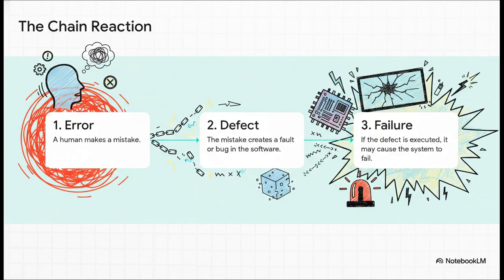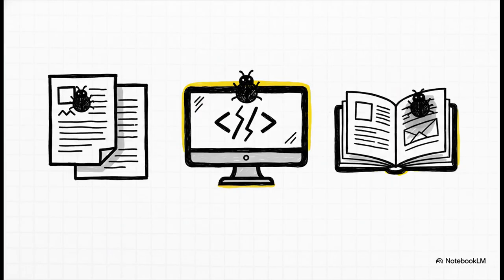That error then gets baked into the software as a defect, which is just another word for a fault or a bug. Now, that defect can just sit there harmlessly for a while, but if the code containing it ever gets executed, boom, that's when you get a failure, the thing you actually see, like the error message or the crash.